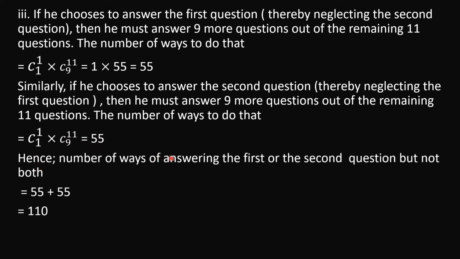Now, this is how it goes. Hence, the number of ways of answering the first or the second question, because of this symbol here, let me highlight it for you. This all over here. That is why you are seeing this addition here. So please take note of that. That is why you are seeing that addition over there. Because of this all here, the first or the second question, but not both. This is how you are saying it. So either I select the first question which I get 55, or I select the second question which I get 55, I add the 2, and then I'll get what? 110 ways of doing that. That's what it means.